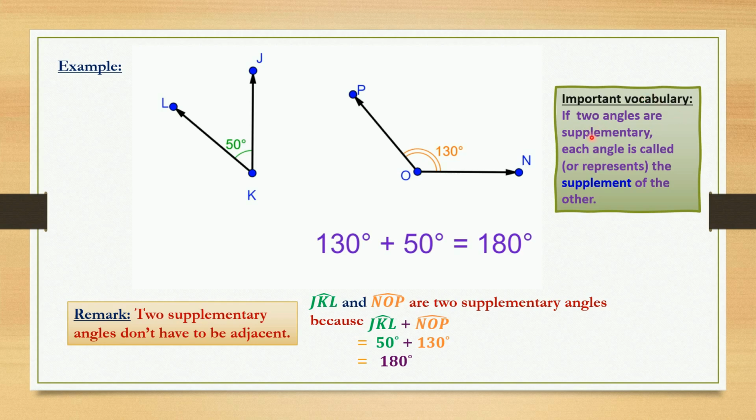Important vocabulary. If two angles are supplementary, each angle is called or represents the supplement of the other. So supplement means how much do I need to add to 130 degrees to obtain 180 degrees? I need to add 50 degrees. So I need to add the angle LKJ. So angle LKJ is the supplement of angle NOP. Same for angle PON. PON is the supplement of angle LKJ.